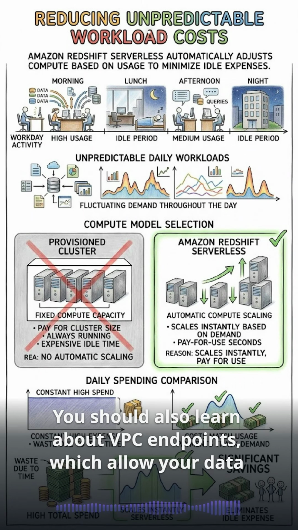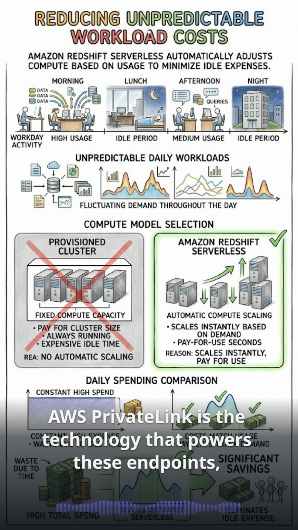You should also learn about VPC endpoints, which allow your data to stay inside the private AWS network. By using an interface endpoint, your traffic never goes over the open internet, making it much more secure. AWS PrivateLink is the technology that powers these endpoints, providing a private connection between your VPC and services.